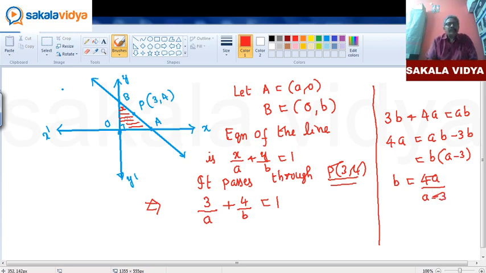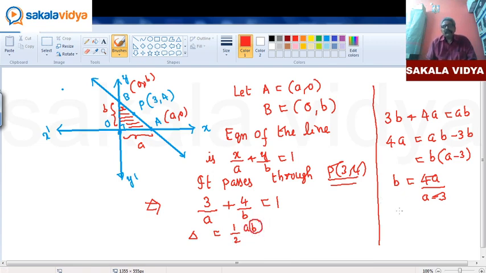Now we need to minimize the area of the triangle. Now the area of the triangle we need to find out. So delta is equal to, this will be A, this will be B, because these coordinates are (A, 0) and these coordinates are (0, B). Understood now? This is equal to half of mod AB. So in the place of B you can replace this value 4A by A minus 3.